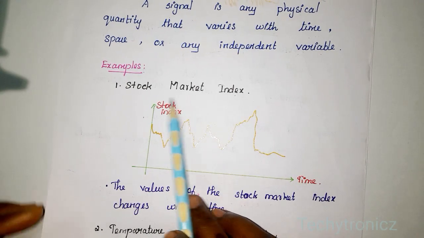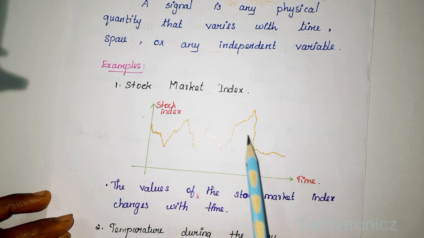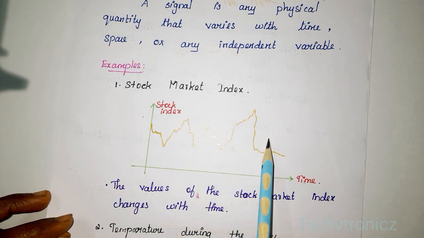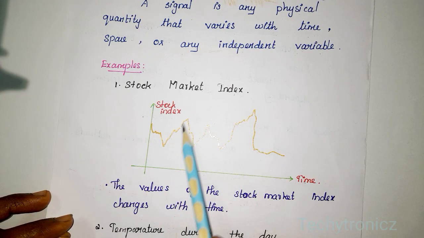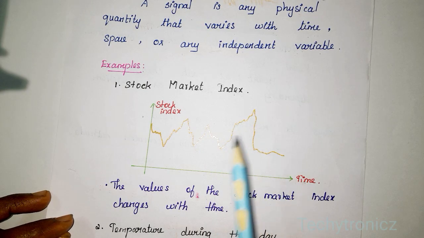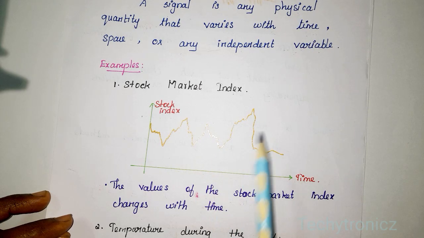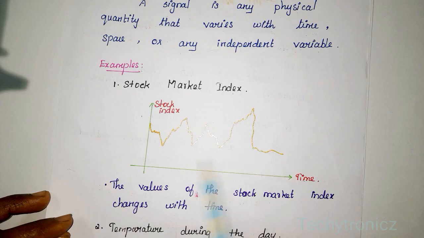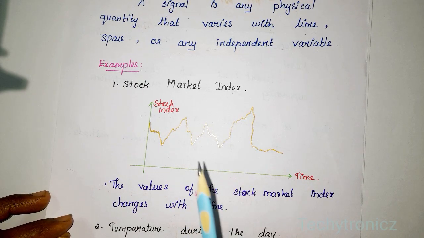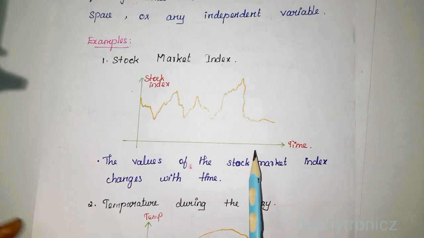Let's take the stock market index. If we look at the Sensex or Nifty value, it does not remain the same all the time. It keeps going up and down throughout the day based on buying and selling activities. This change in value over time is a signal, because it carries financial information and it varies with the independent variable. Here the variable is time.